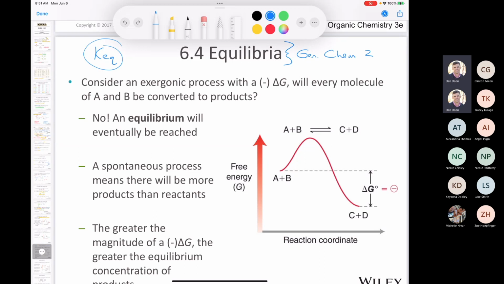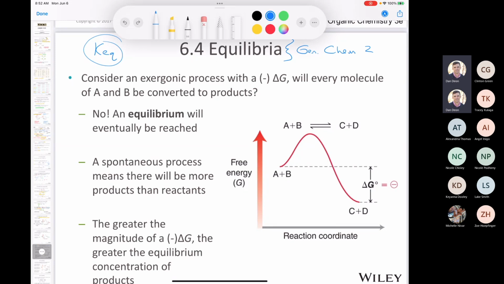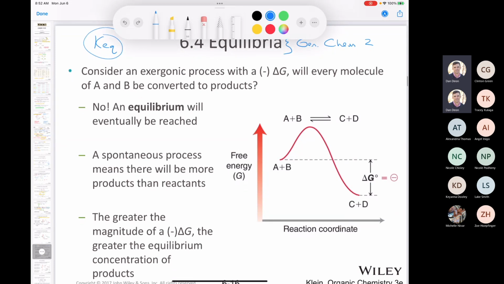It could happen, but usually, most of the time in organic chemistry, we're going to be looking at reactions where that's not going to happen, but an equilibrium will be reached. So a spontaneous process, all it means is that you're going to have more products than reactants. It doesn't mean that every molecule of reactant is going to get converted into products. There are situations where that can happen, but we're going to look at many situations where that doesn't happen.